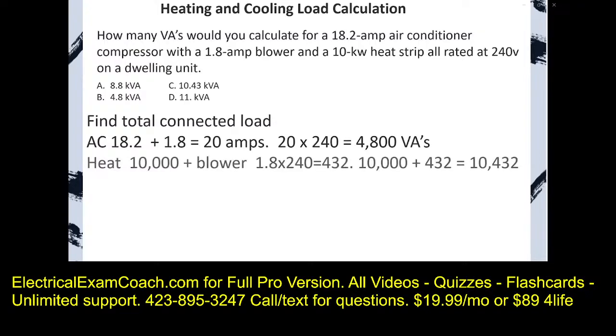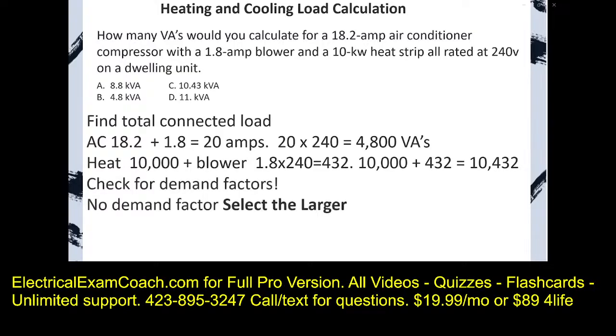Now let's do the heat. We have 10,000 to start with, but then we need to add the blower motor. Our blower motor is 1.8 amps multiplied by 240. That gives us another 432 VAs, and then we total the two together. Now we check for demand factors. There are no demand factors on this, and we will just select the larger of the two, and in this case, it's going to be the heat. We select C. Great job.